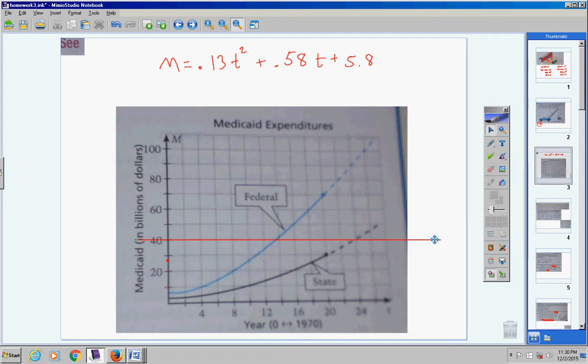Let's draw a line going right through 28. That's about right there. Where does that cross the blue line? Looks perfect right there at 4, 6, 8, 10, right there. So right here at this point, on the blue line, the federal graph is even with 28 and at 10. So I'm going to say about 1980, because 0 corresponds to 1970. So 10 would correspond to 1980.